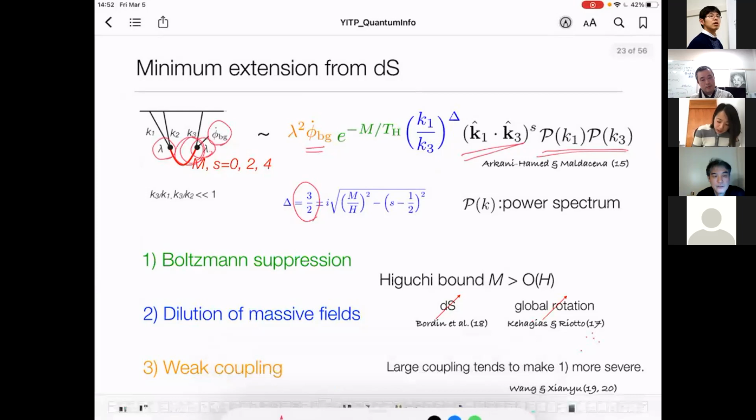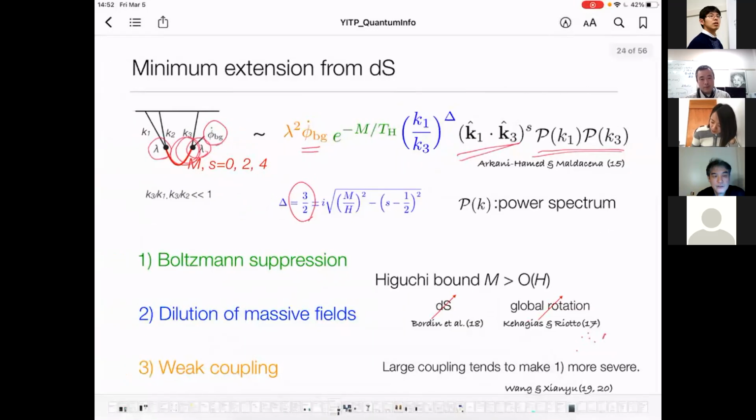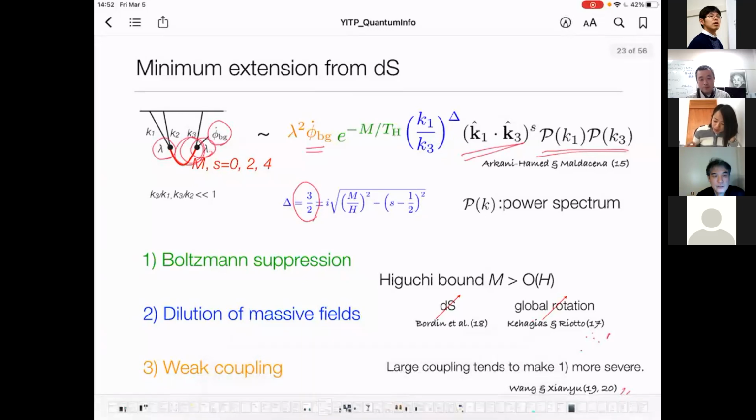Also, in the case of inflation, it's typically weakly coupled. If you want to enhance the coupling by considering a large coupling, it was shown in this paper that when you enhance the coupling between the spinning particle and inflatons, then as a radiative correction to the mass of the spinning particles, it makes the Boltzmann suppression more severe.